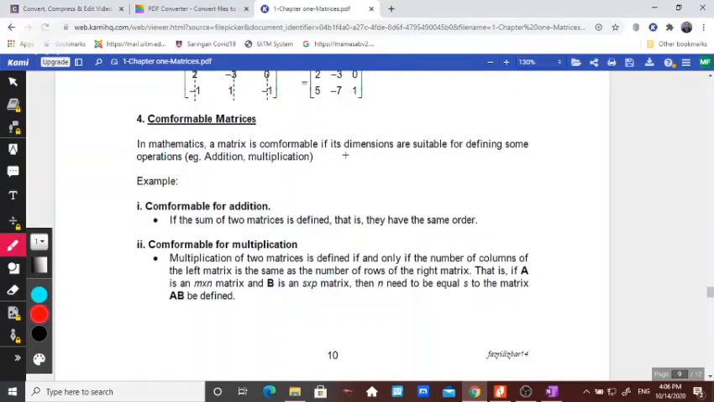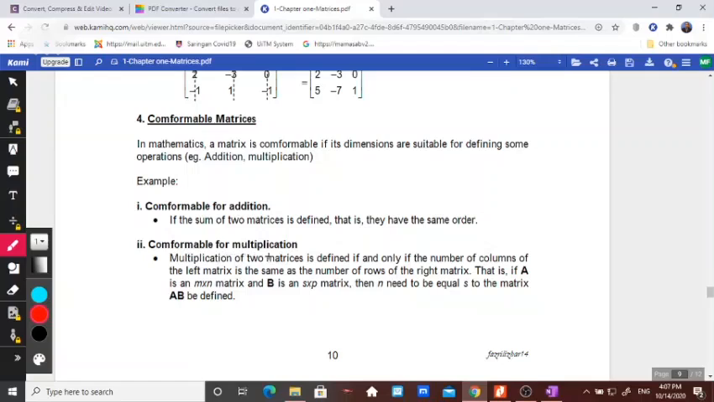Okay, a matrix is conformable if its dimensions are suitable for defining some operations. For example, addition, multiplication, and squaring. Conformable for addition means the sum of two matrices is defined, that is, they have the same order. That means if matrices A and B are the same size, then addition can be performed. So that is conformable for addition.